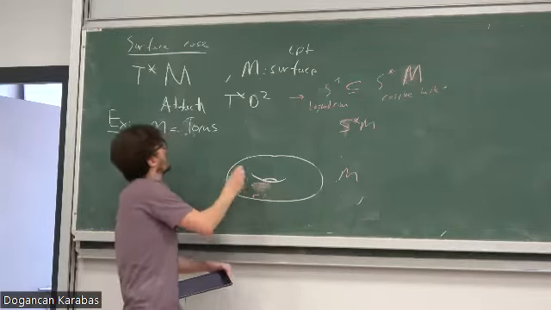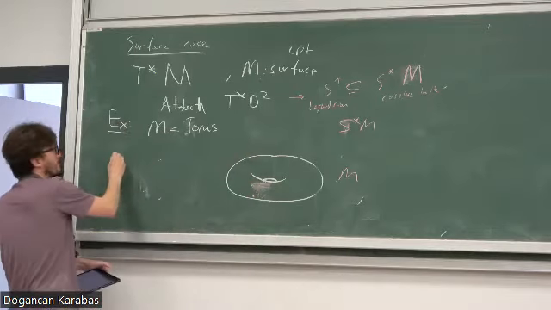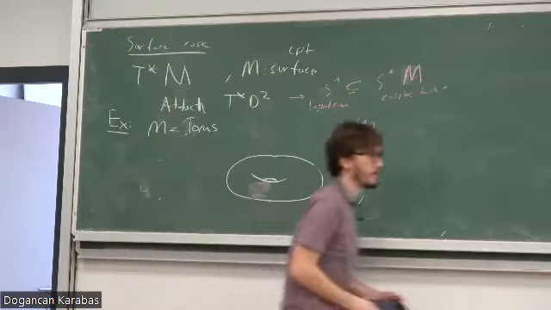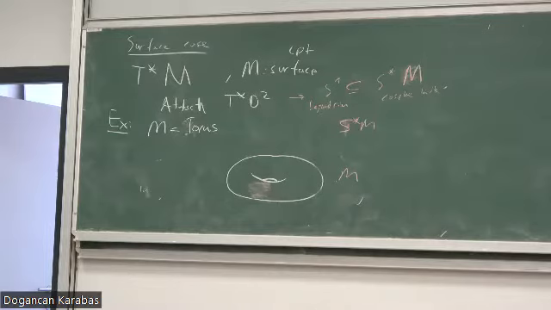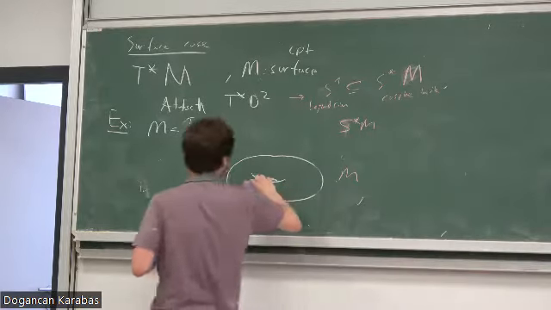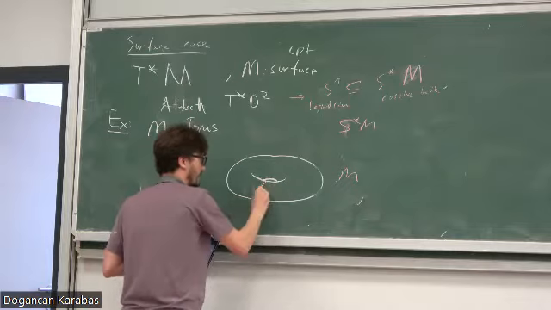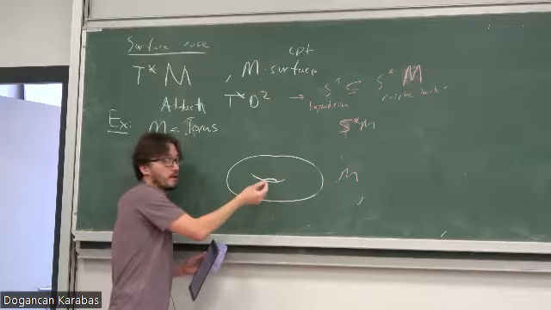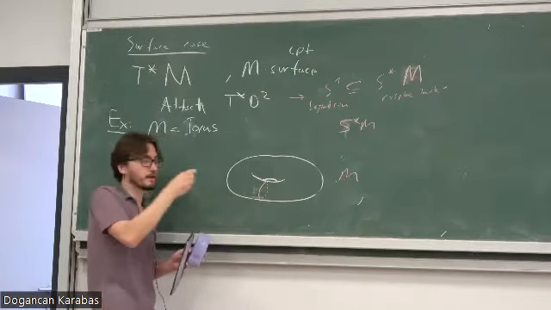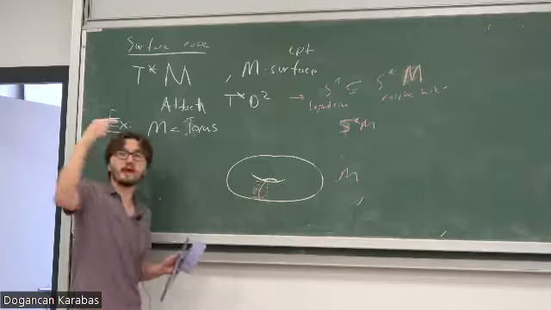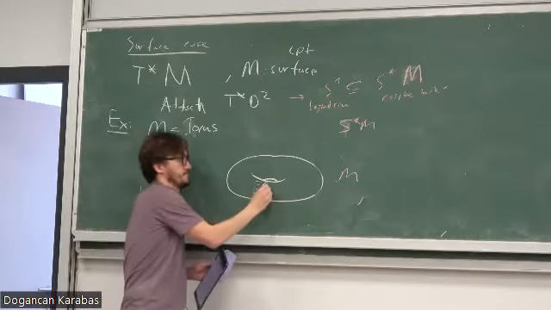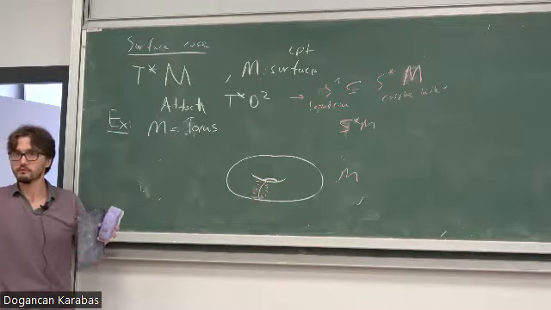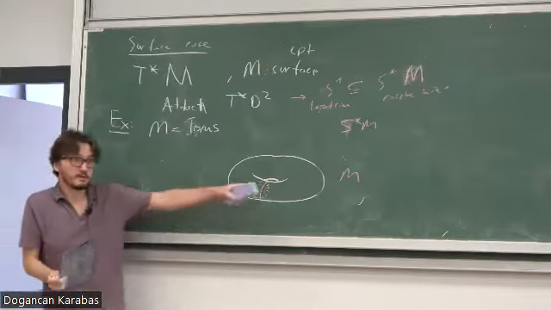So therefore, this S1 can be described like this. The attaching circle can be described by a simple closed curve and a perpendicular direction. Let's say this direction. So I will just draw hairs, okay? So now maybe let's stop. Does it make sense what it means?